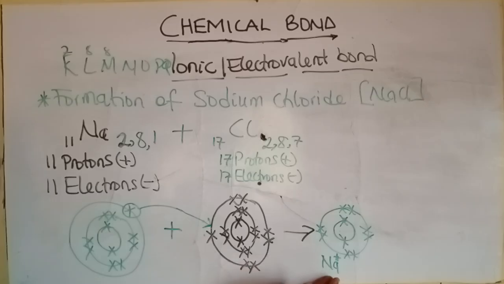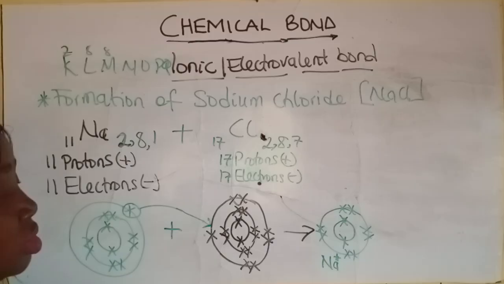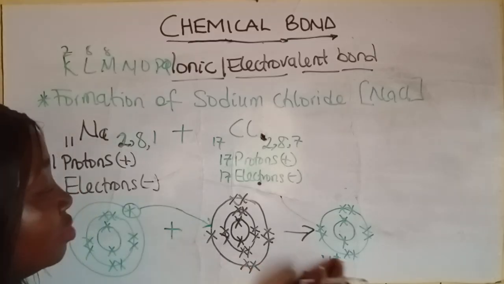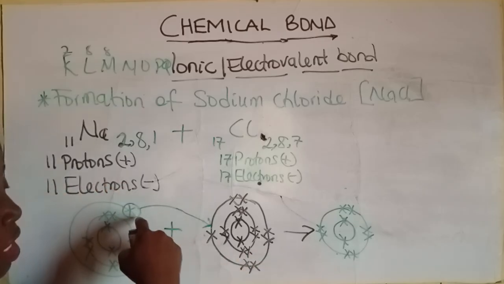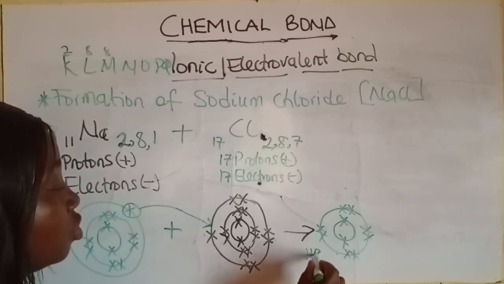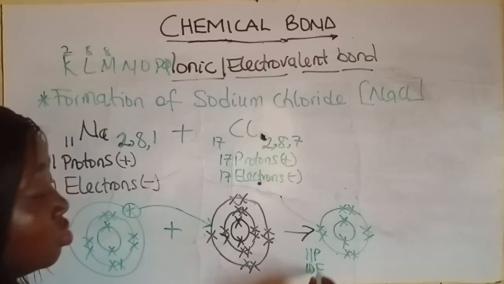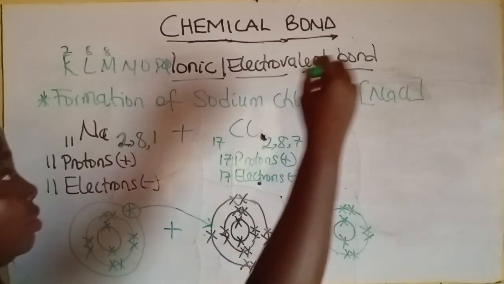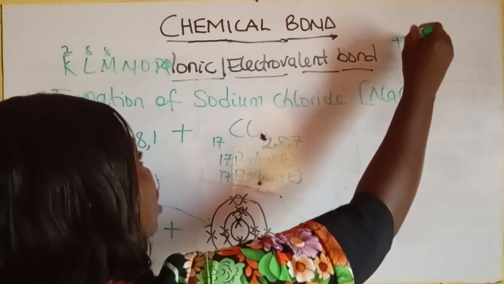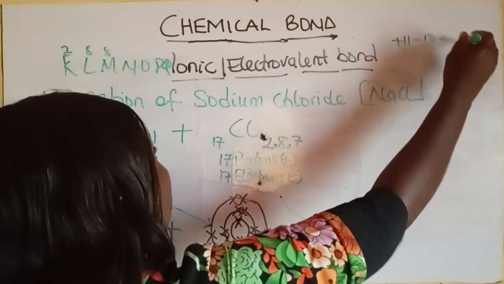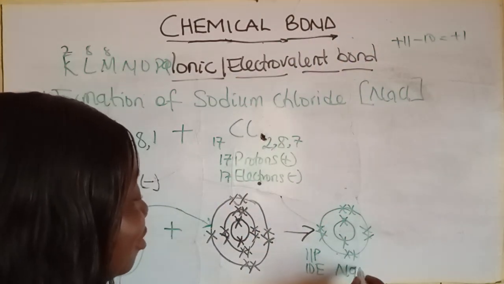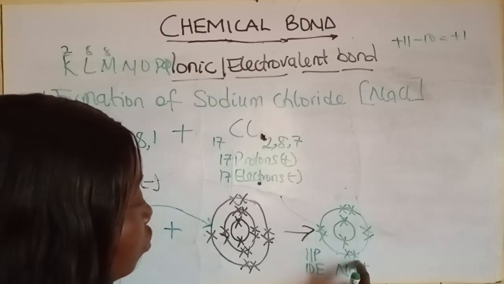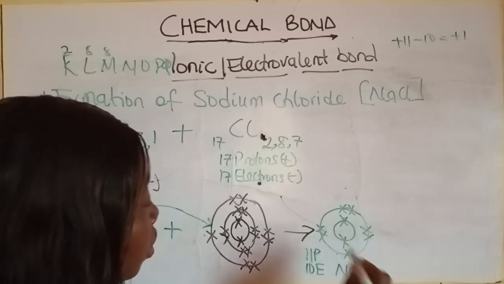Sodium ion is a positive ion because it now has excess of one proton. Remember, formerly it has 11 protons and 11 electrons, but now it has lost one electron, so it now has 11 protons and 10 electrons. So it's like plus 11 minus 10, giving us plus 1. When writing the ion, we're not going to write sodium 1 plus. No, we don't put 1 in chemistry, so it's simply going to be sodium plus.